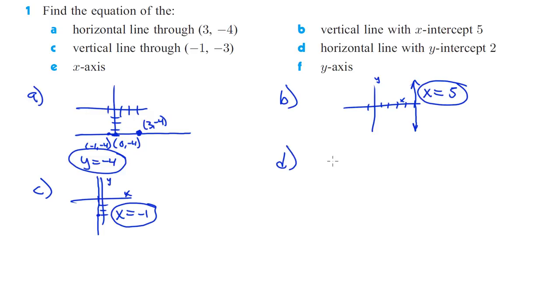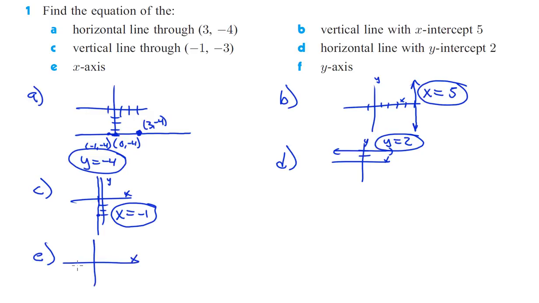D, horizontal line with y-intercept of 2. So 1, 2, horizontal line. It crosses through the y-axis, so it's y equals, and y equals 2 at every single point on that line, so the equation is y equals 2.